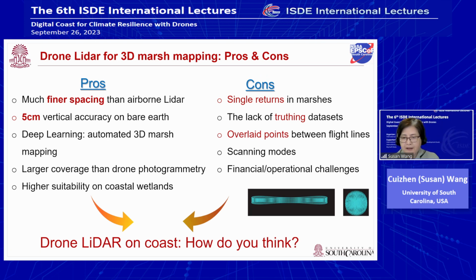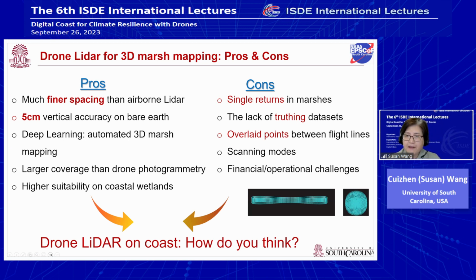Now a lineup of the disadvantages. The USGS airborne LiDAR has single return features in marsh fields. That means for every XY location, there's only one return. It surprised me that drone LiDAR, at lower flight and a much denser point cloud, still has single returns. So except for the trees along the road, all the points are basically single return.